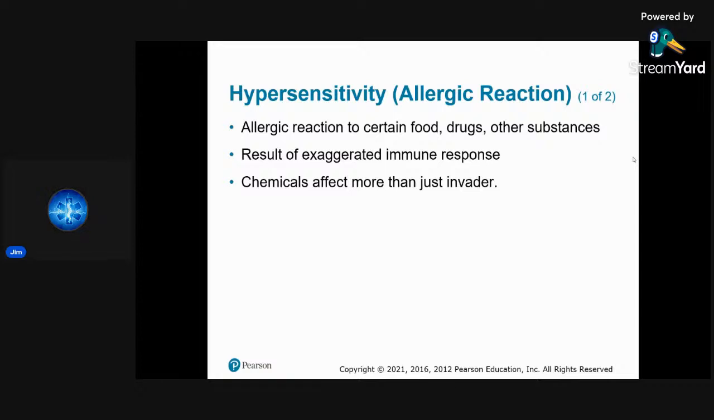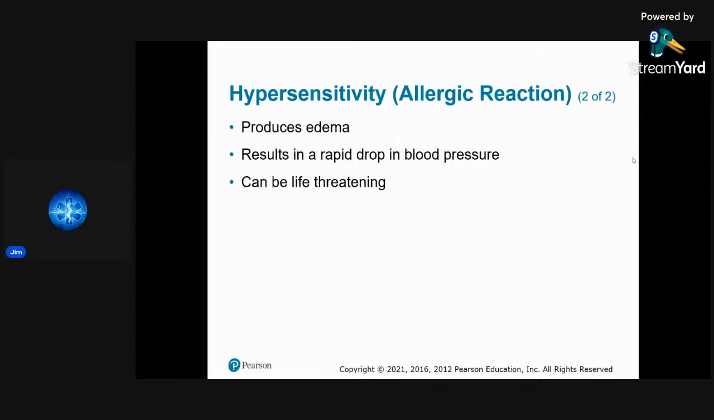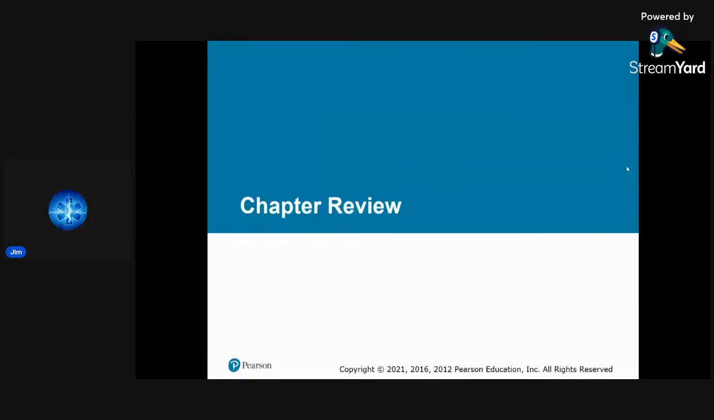So your immune system goes into hyperactive drive and attacks something it thinks is an invader, and it chemically affects way more than just that invader. It affects your respiratory system, your heart rate, all other systems. It'll produce edema, swelling, especially in the airway, and result in a rapid drop in blood pressure because it's a distributive shock, remember? It can be very life-threatening if left untreated.